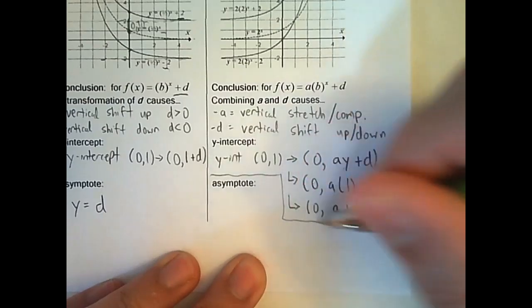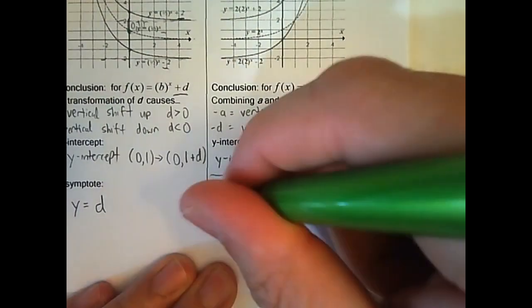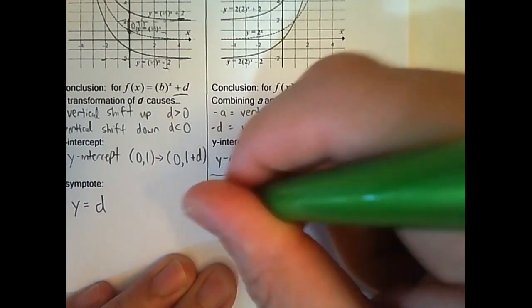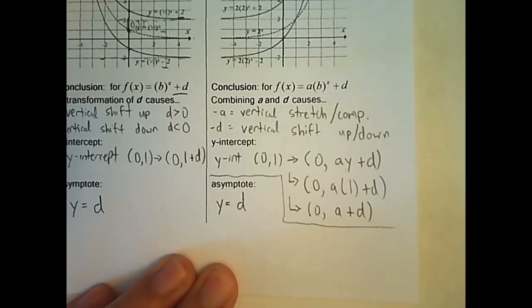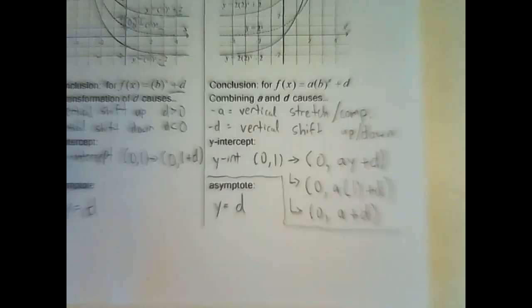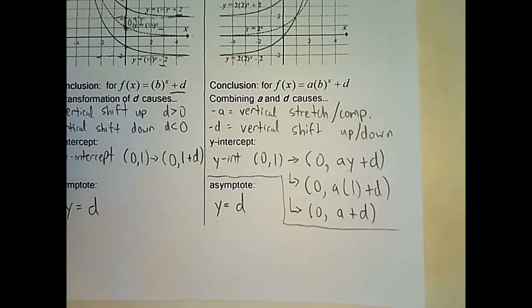Finally, for asymptote, what we learned before, our asymptote is always just equal to y is equal to d. So this is how the letter a and the letter d apply these transformations to these exponential functions. There is a horizontal shift left and right, but we don't have to learn that for this course. So let's get to some examples.